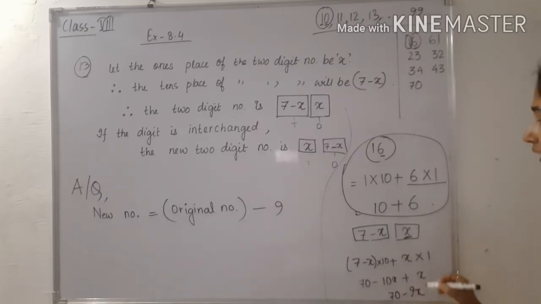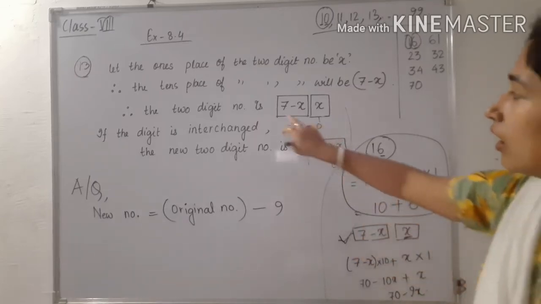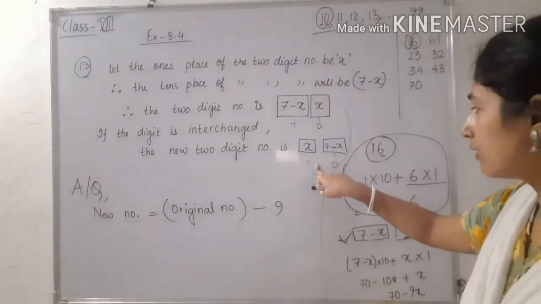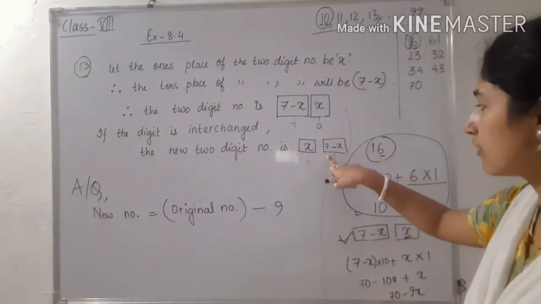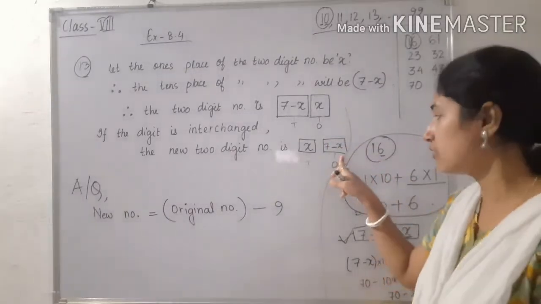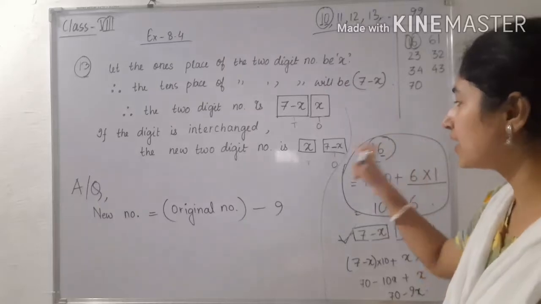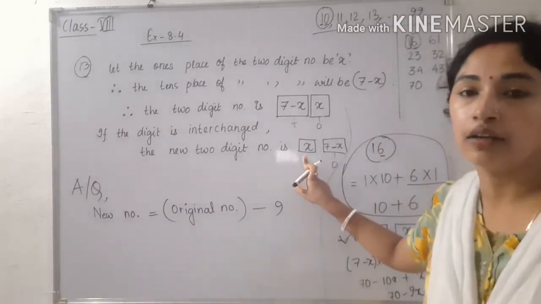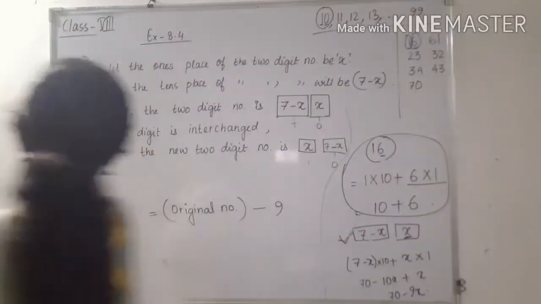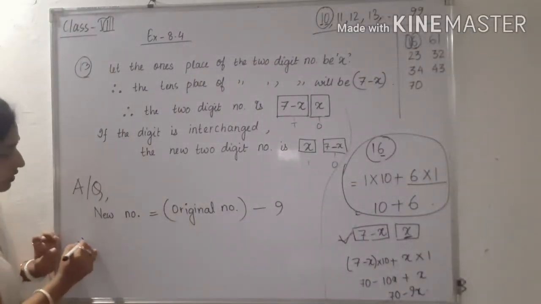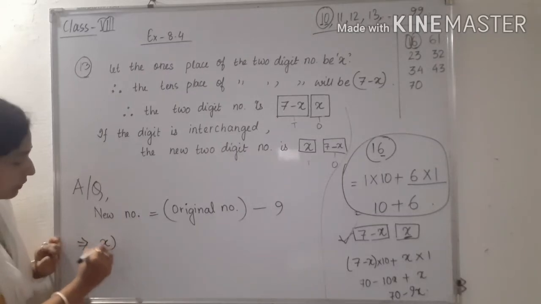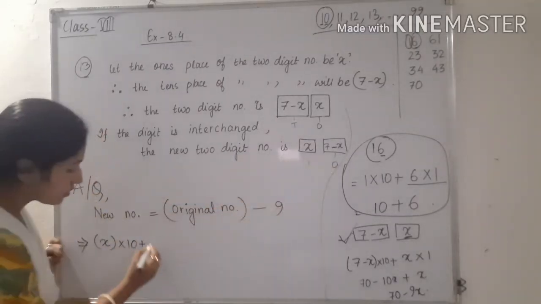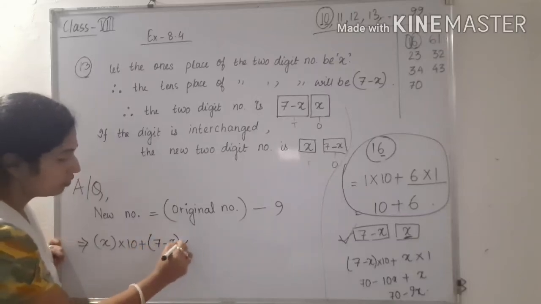So the whole total, this answer is 70 minus 9x. Similarly here, this was our original number, and the new number is this one. Here the ones place is changed. 7 minus x is in the ones place, so we have to multiply 7 minus x with 1 and x with 10. So I am writing it here only. The new number will be x multiplied by 10, plus 7 minus x in the ones place, so 7 minus x into 1.